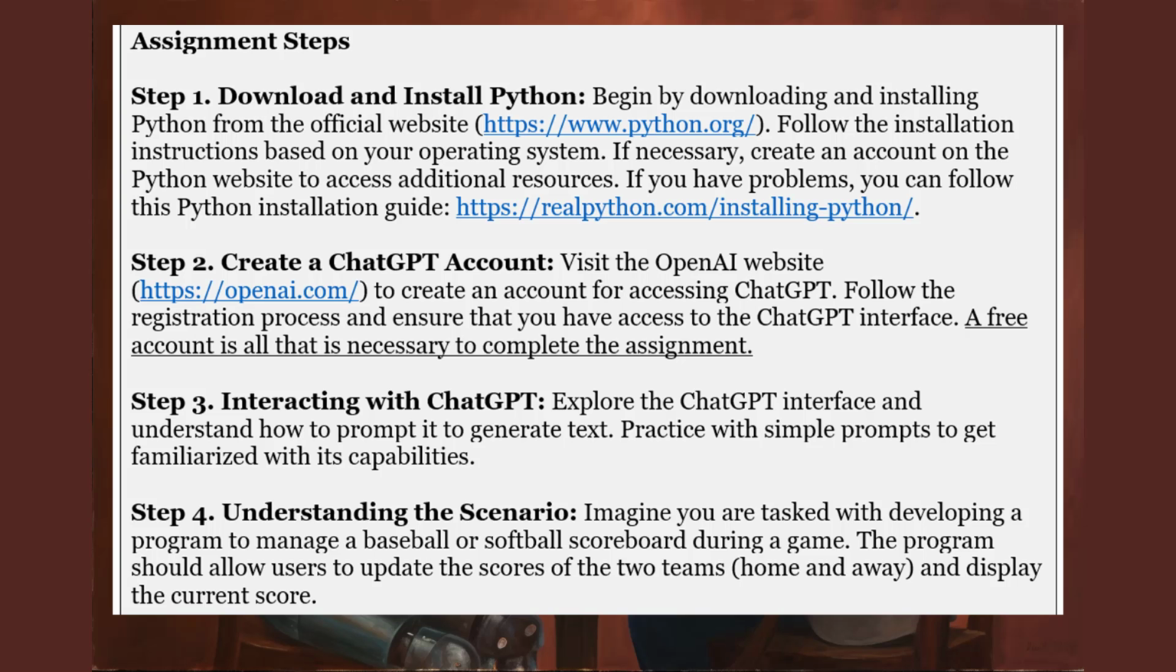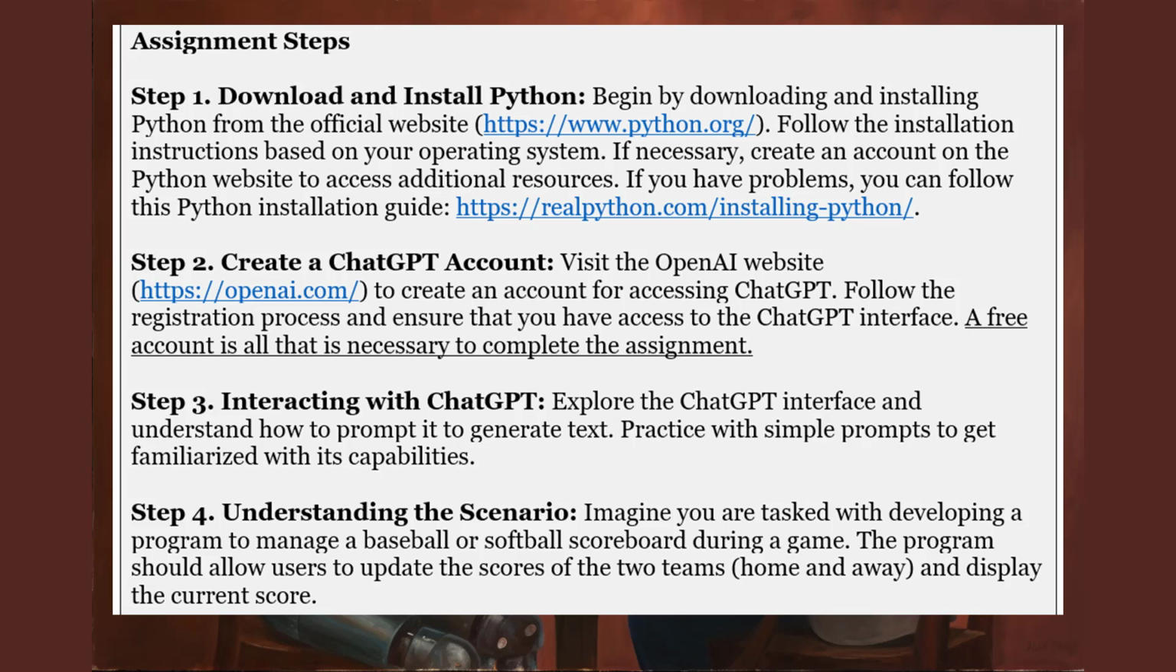The assignment involves 7 steps. Step 1 is to download and install Python. Begin by downloading and installing Python from the official website. Follow the installation instructions based on your operating system. If necessary, create an account on the Python website to access additional resources. If you have problems, you can follow the Python installation guide using the link provided on the slide.